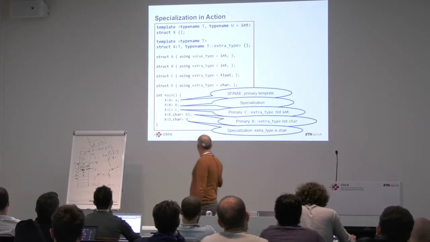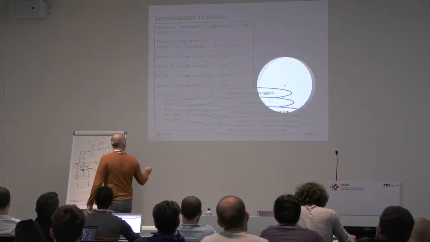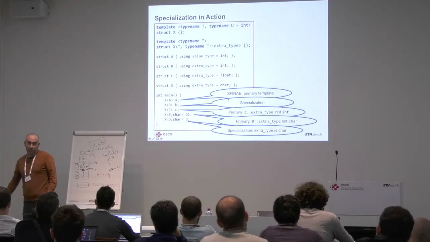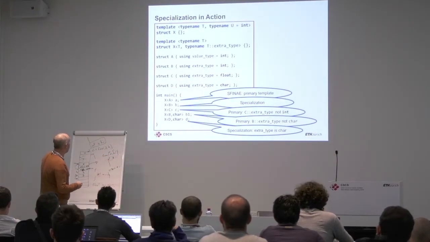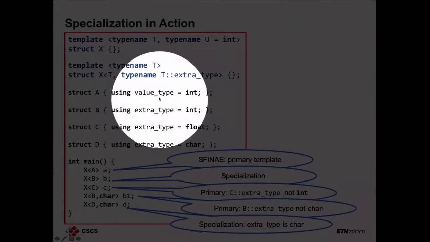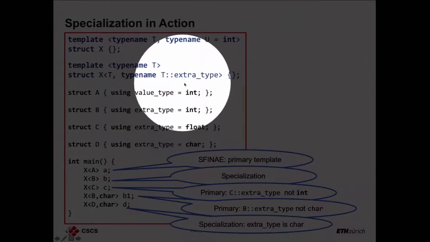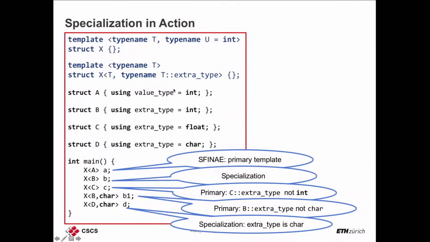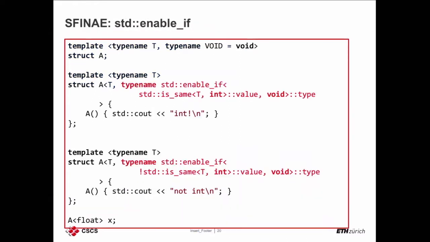And I see SFINAE is only employed in the first case, right? It's not something that is employed only there. It's employed in the fact that A doesn't have a value type. So it is an error to access the extra type. But instead of telling you it is an error, it just ignores it. SFINAE is employed in the standard library by enable if. And enable if is a nice feature.